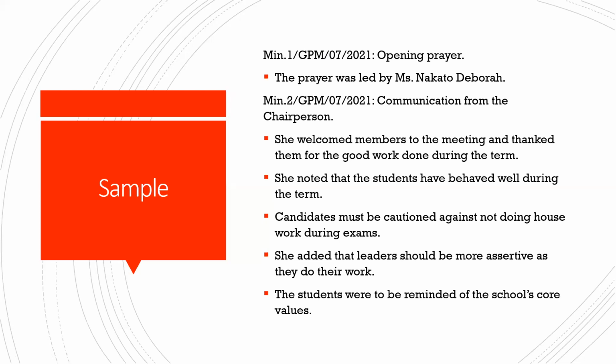So you choose your abbreviations according to the type of meeting that you have. Then this particular minute, because they happened in July 2021, that is the abbreviation you've seen here, the 07/2021. Then you put a full colon, the two dots, one above the other, and then the name of the minute, opening prayer, okay? So like we said, the tense should be past tense. That is why you have the prayer was led by Miss Nakato Deborah. So here we have put bullets, but you can choose to put each in paragraph form.